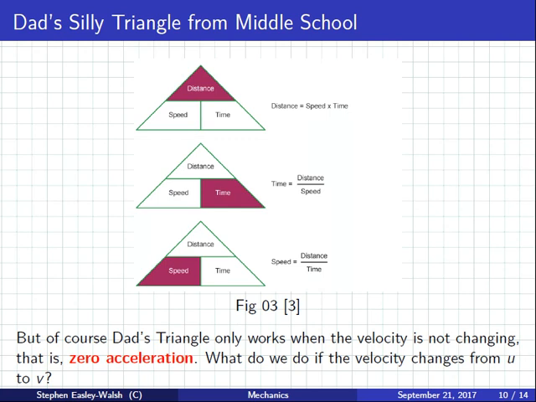This is actually a common problem in physics. Some of the formulas in physics only work if the thing is constant, but you still need to use the formula and the thing is not constant. So what might you do? So here is a good example. The velocity changes from u to v. You still want to use this triangle. So what do you do? Any ideas?